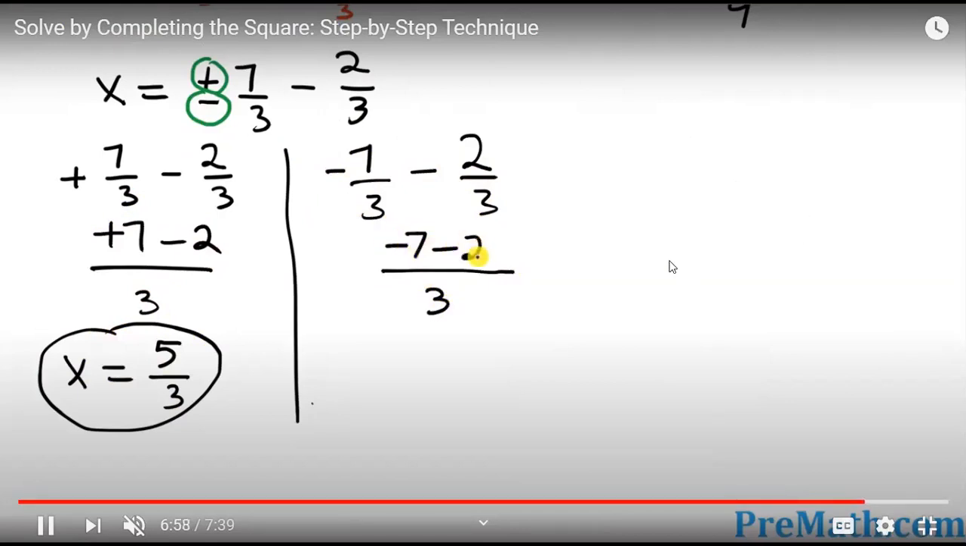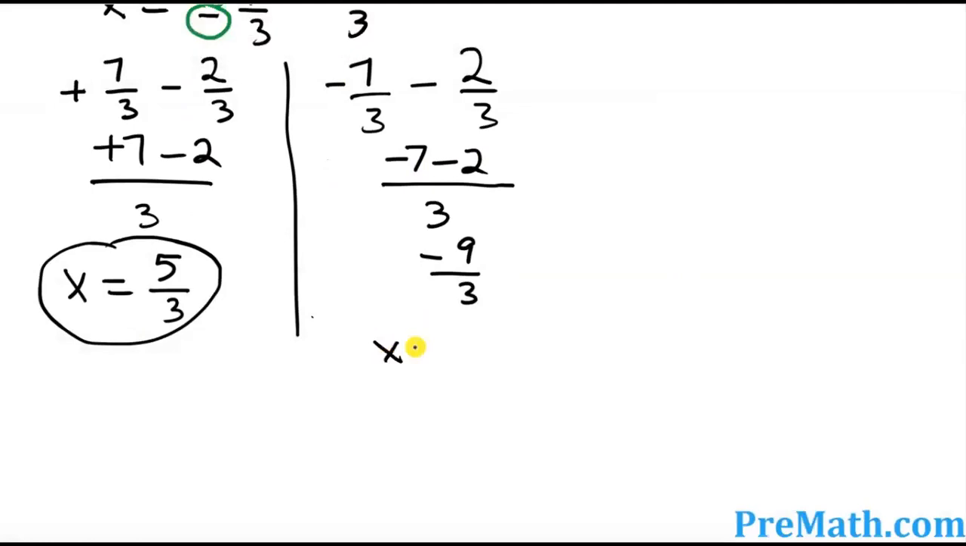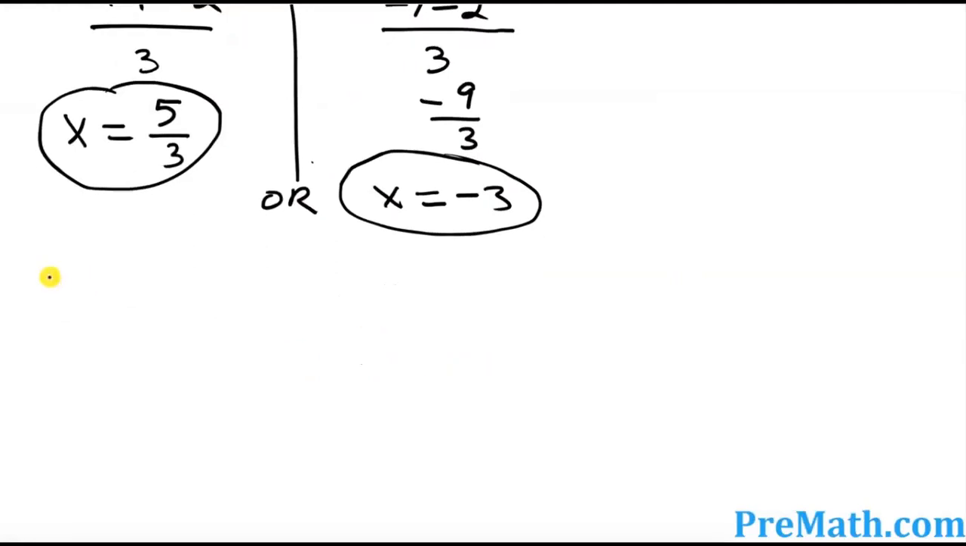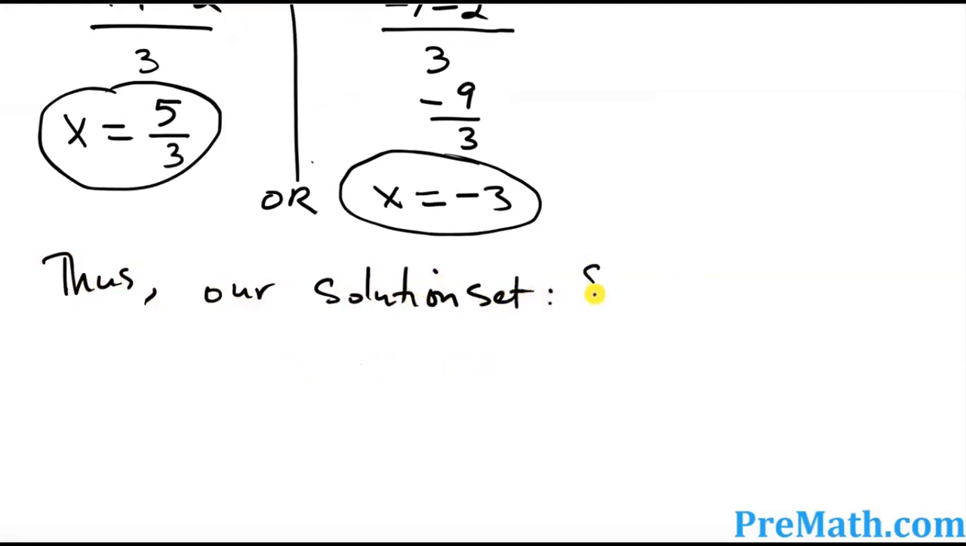Now minus 7 minus 2 is minus 9, and minus 9 upon 3 is equal to minus 3. These are the two values of x. x is equal to 5 upon 3 and x is equal to minus 3. So the solution set of the given equation is 5 upon 3 comma minus 3.